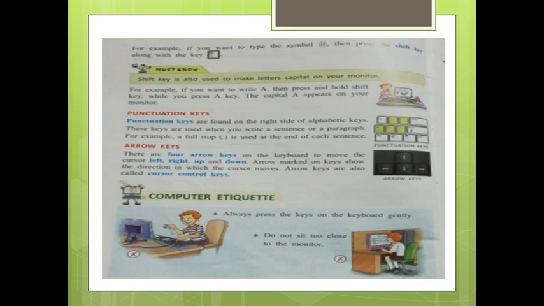Arrow key, you know very well arrow. There are 4 arrow keys on the keyboard to move the cursor: left, right, up and down. The arrow mark on the key shows the direction in which the cursor moves. Arrow keys are also called cursor control keys. You all mostly use arrow keys for playing games. You know very well, I know.